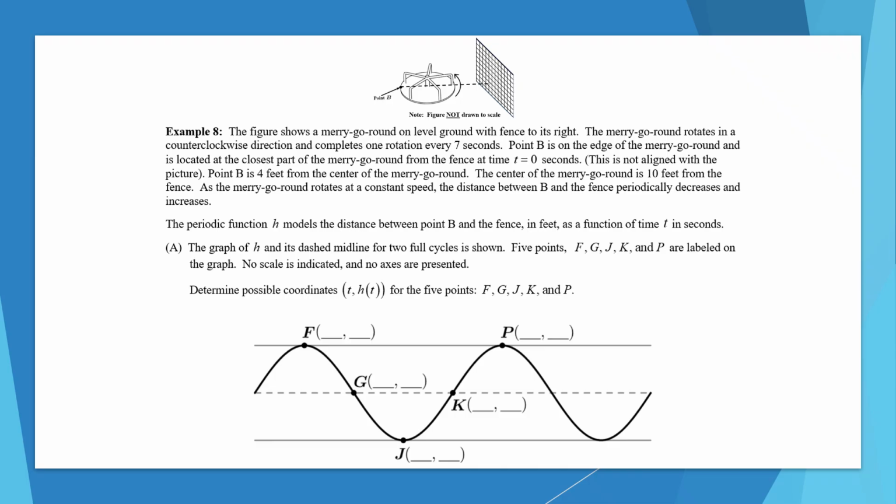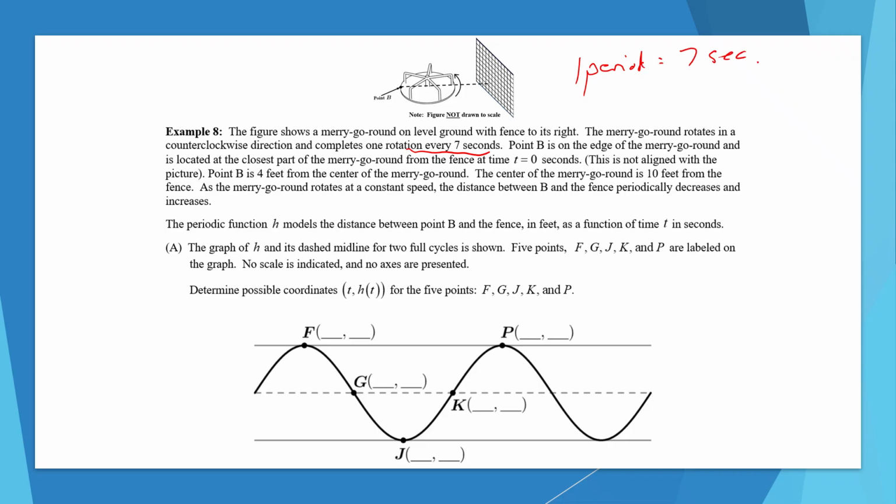All right, example number 8. The figure shows a merry-go-round on a level ground with a fence to its right. The merry-go-round rotates in a counterclockwise direction and makes one rotation every 7 seconds. So this right here is going to be our period. So 1 period is equal to 7 seconds. I'm just going to label that right now.